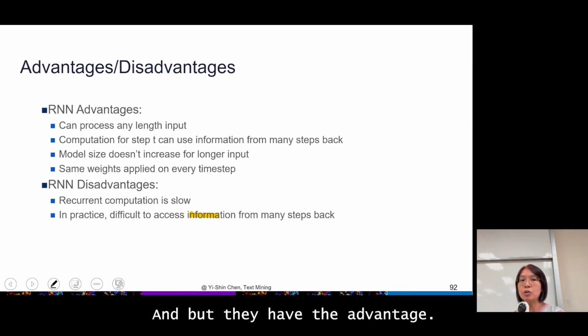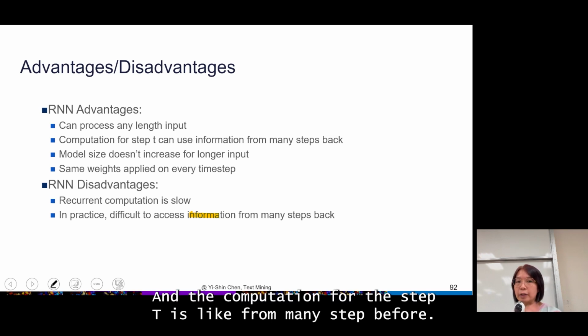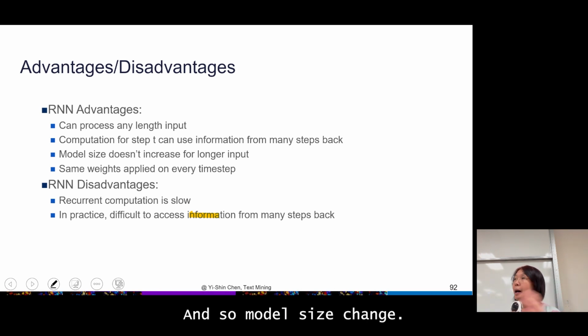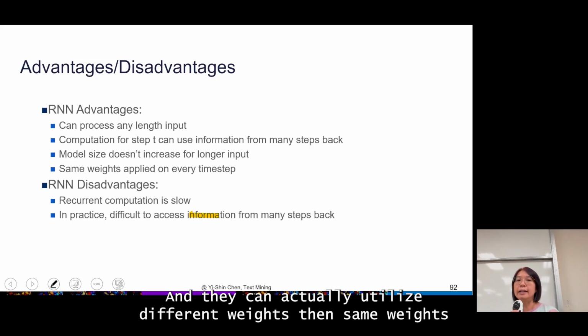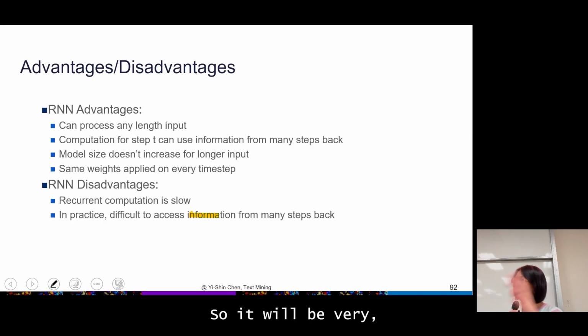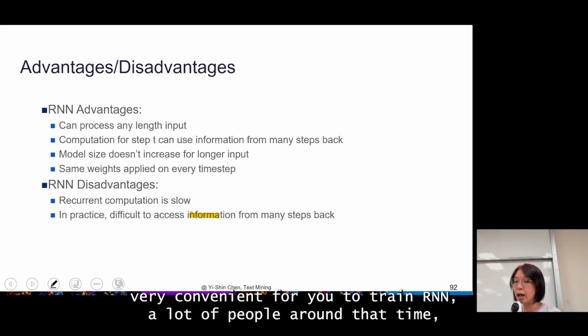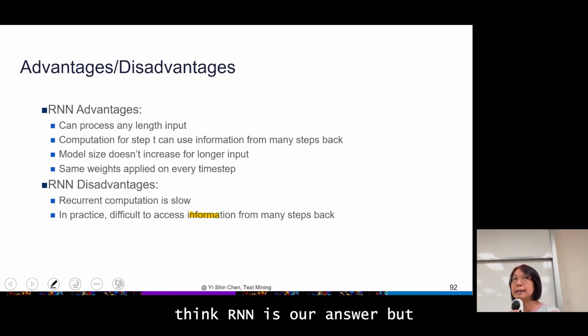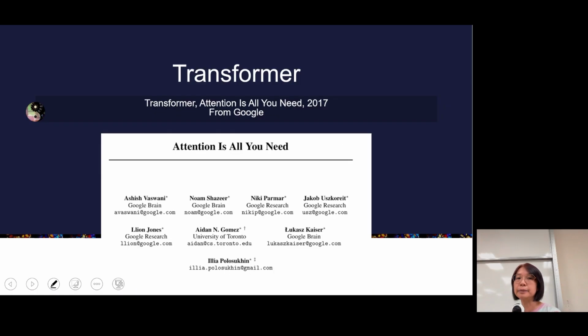But they have the advantages: they can process any input, and the computation for step T can use information from many steps before, and the model size does not change. They can also utilize the same weights and apply them at every time step. So it would be very convenient for you to train an RNN. A lot of people around that time thought RNN was the answer. But then the next paper came in.